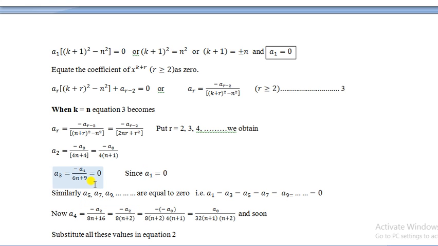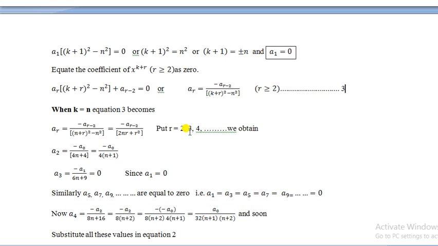Similarly, if you substitute r equal to odd numbers, that is 5, 7, 9, 11, 13, etc., our ar value becomes 0 only for odd numbers. So we'll use only even numbers, r equal to 2, 4, 6, 8, etc. So a5, a7, a9 are all 0. These values become 0.